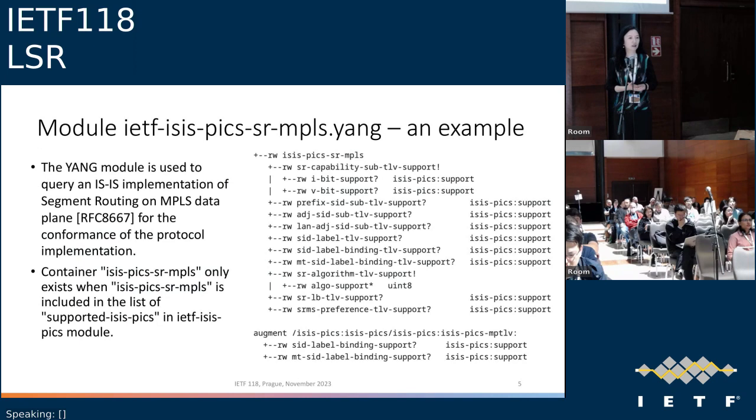Next slide, please. This is the RFC-level module. We chose 8667 as an example because this one is about SRM PRS. It's a relatively new one, so hopefully everybody still remembers what it's about, and that's why we chose it. This whole container, the whole module, can only exist when you have the identity that exists in the list in the ietf-isis-pics module. And you can clearly see we have much more content in this tree structure. That's what Les said: you cannot just say, I support RFC 8667. That's not enough. You have to have all these details. So next slide, please.